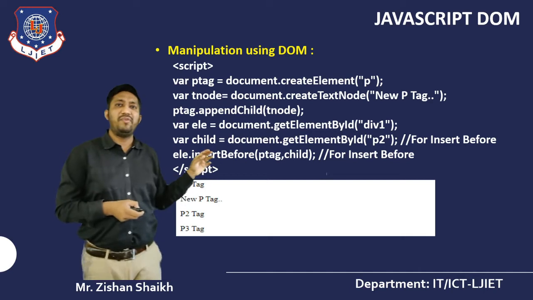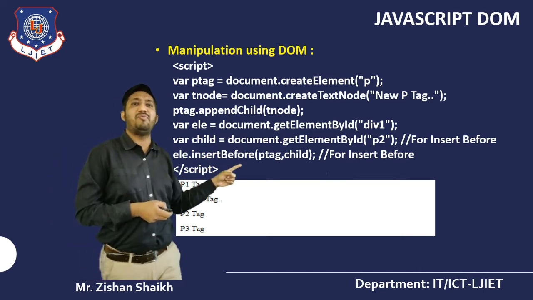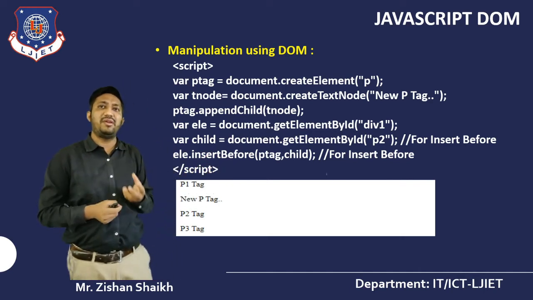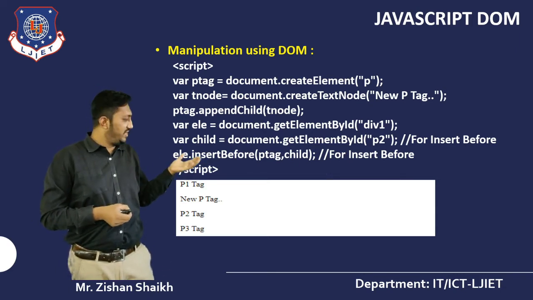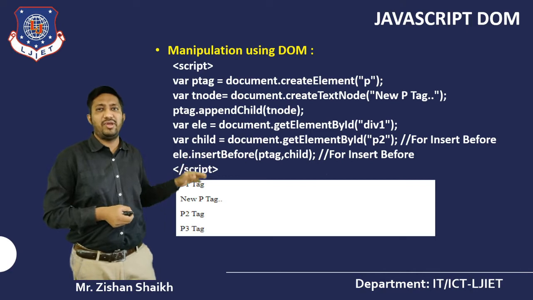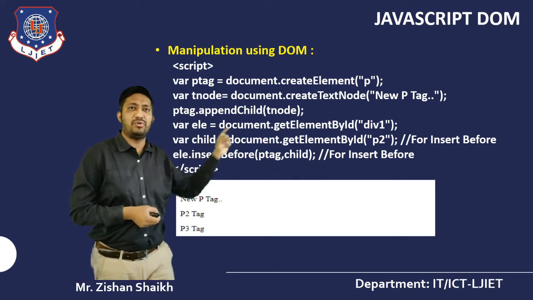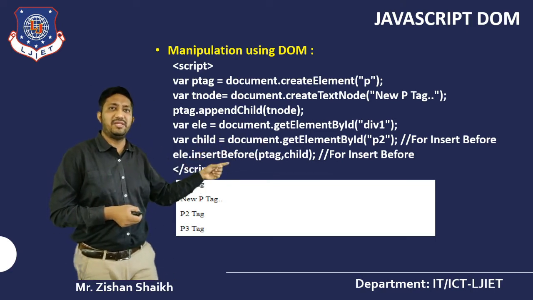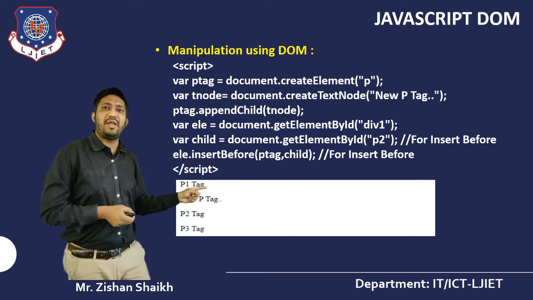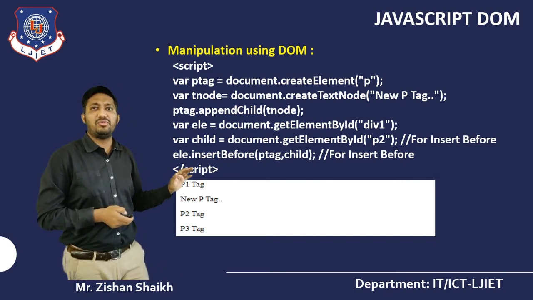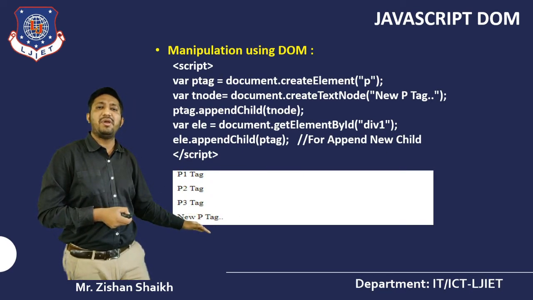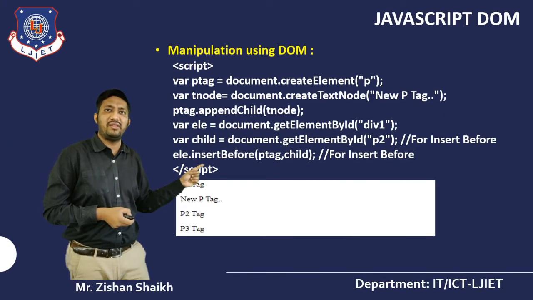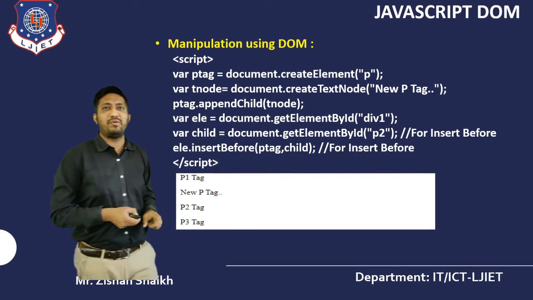Now which method are we using? The insertBefore method. The insertBefore method is telling our HTML element that our new element is inserted before this element. So here we are choosing which element to insert before: P2. So insertBefore is adding our new P tag before our P2 tag. If we insert normally, it is inserted automatically after the P3 tag, which will be the fourth line. But if we want to insert before that, then we use the insertBefore method.